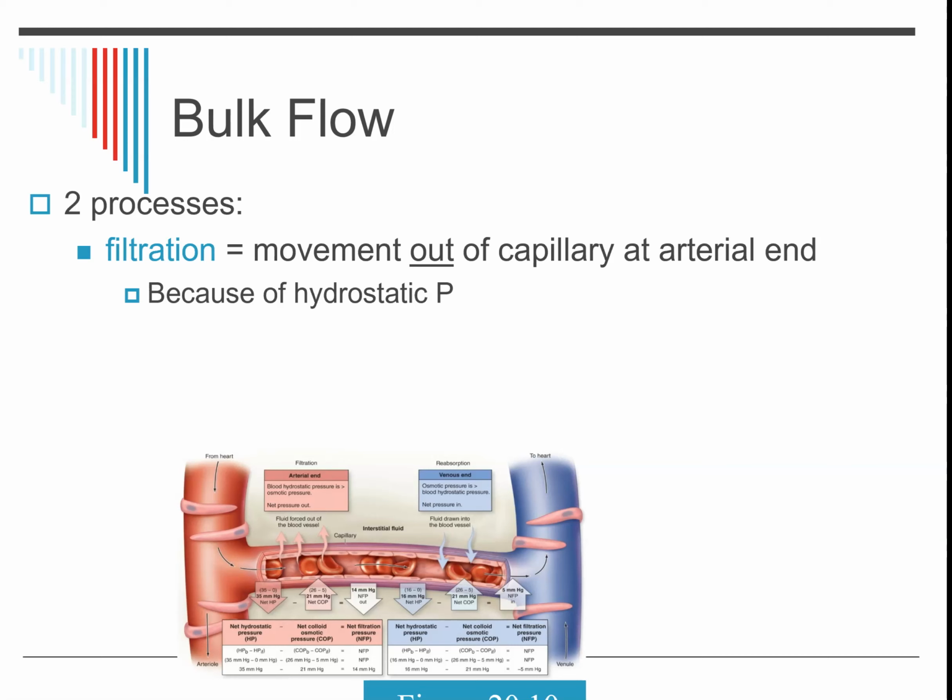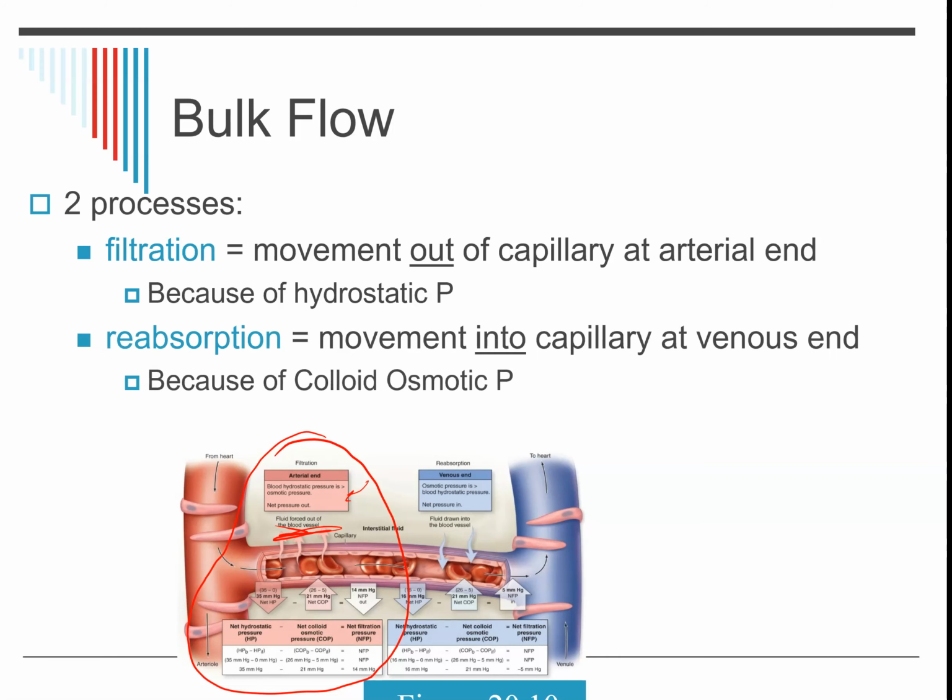You've got your filtration and your reabsorption. So filtration is what you see over here on the left-hand side of this diagram. Filtration means it's the movement of substances out of the capillary at the left-hand side of that diagram, which is the arterial end. And that's going to be due to hydrostatic pressure. And you see that in the little red box there, because hydrostatic pressure is greater than osmotic pressure. And now you're going, what the heck is hydrostatic pressure?